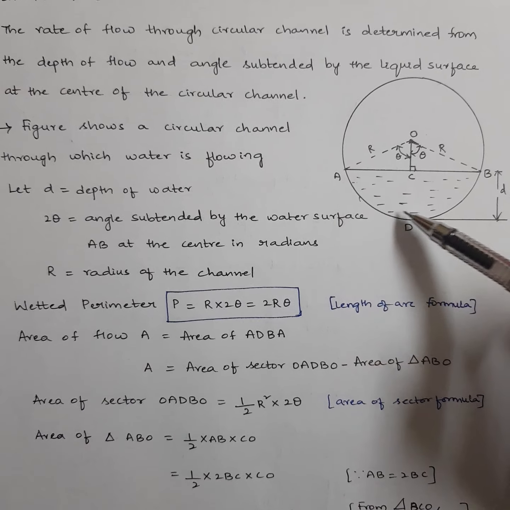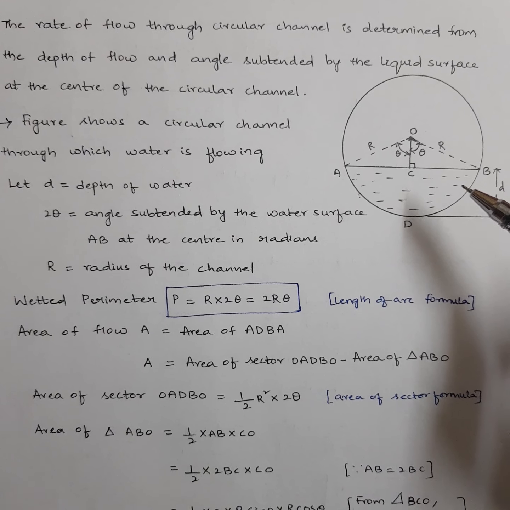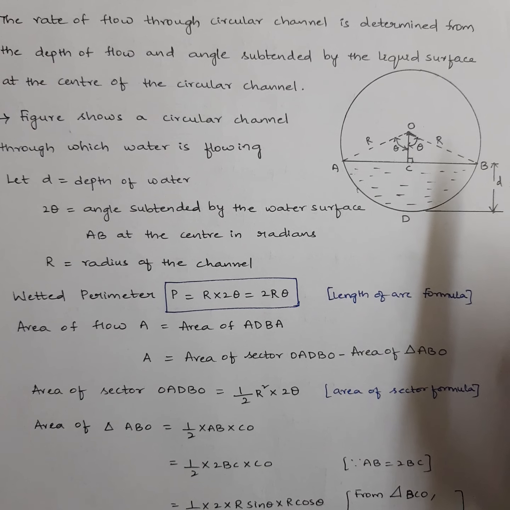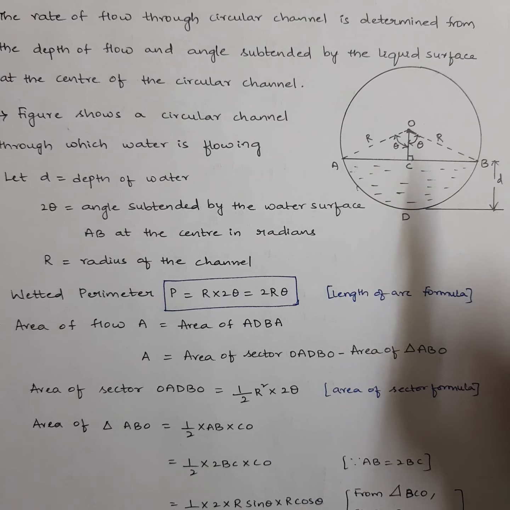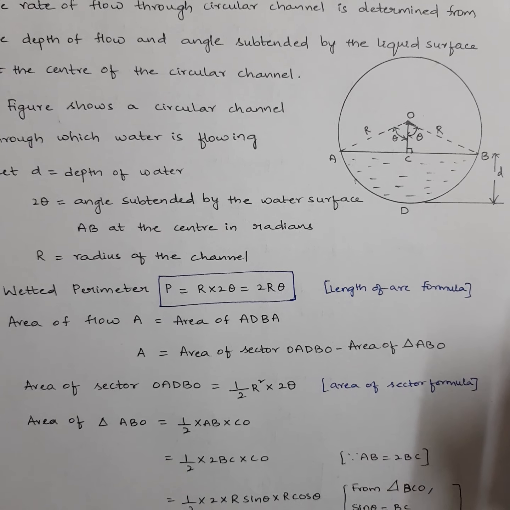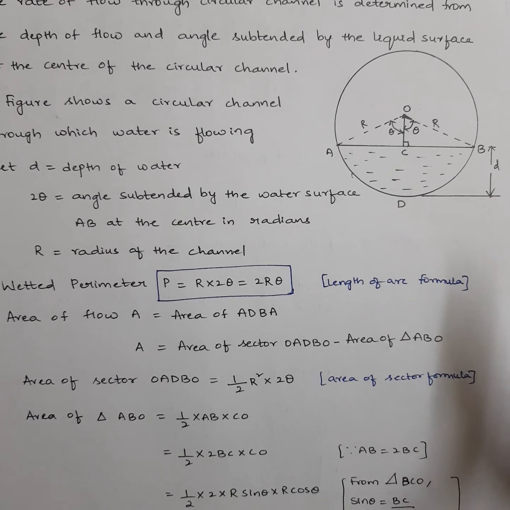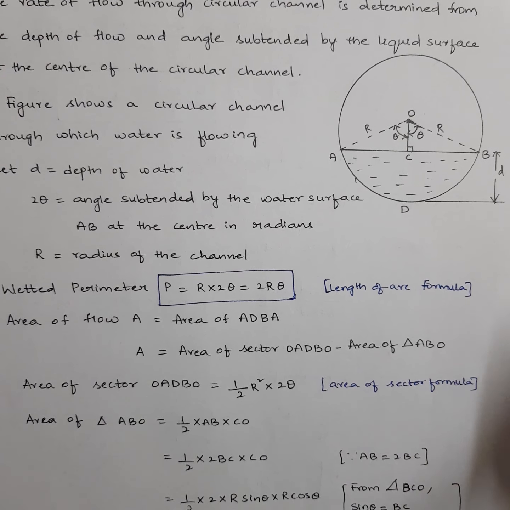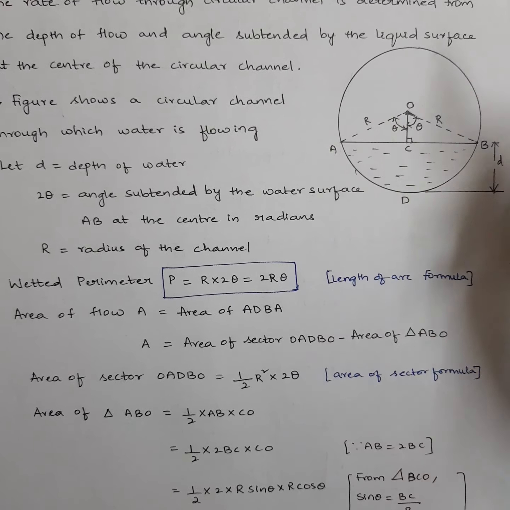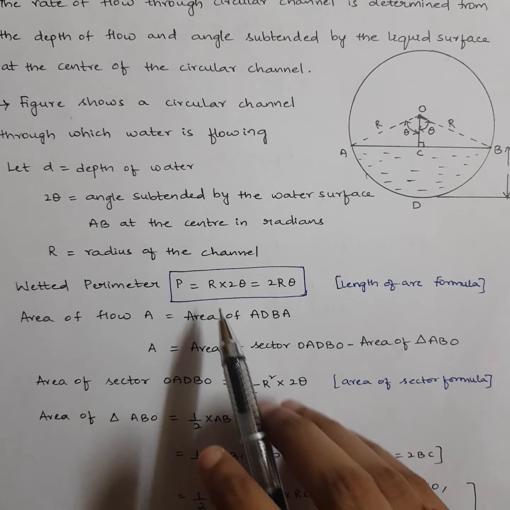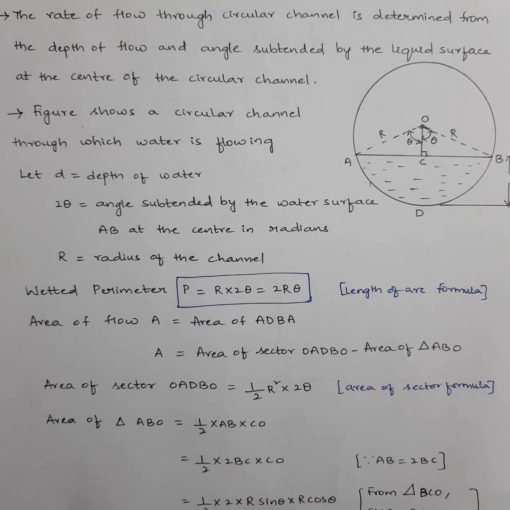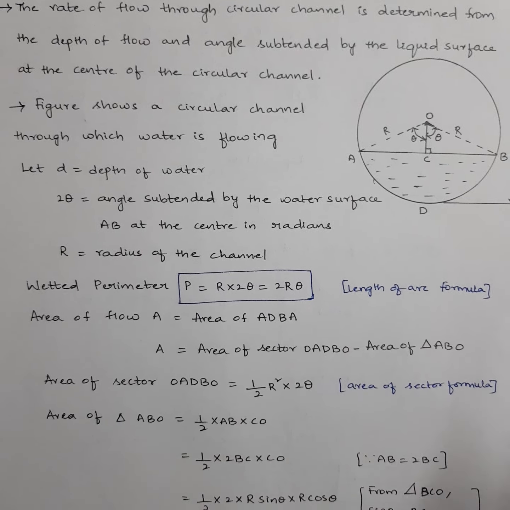So how do you calculate this length? Simple, use the length of the arc formula. We have a formula in geometry: if theta is the angle subtended at the center of the section and R is the radius, then the length of the arc is given by L equals R theta. Here our L means our wetted perimeter. R is capital R, and the angle at the center is 2 theta. So P is equal to capital R into 2 theta, which becomes 2R theta. I have written the length of the arc formula here also.